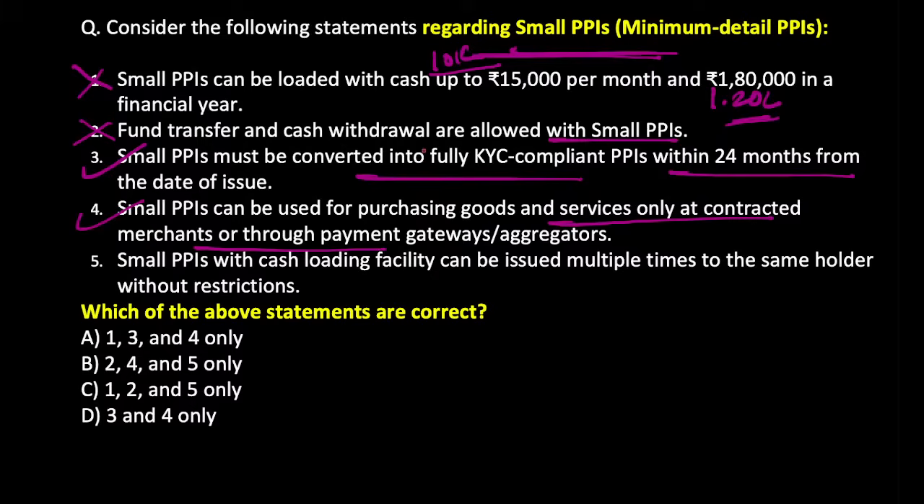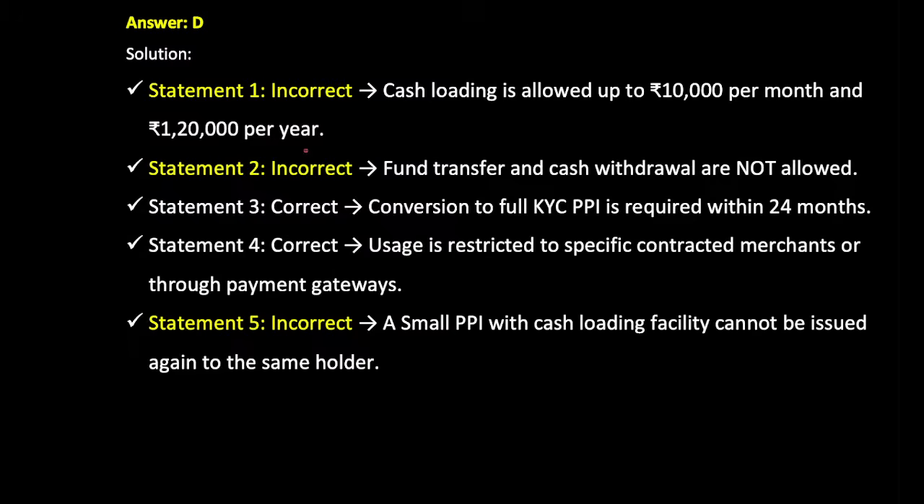It is similar to your cash credit and all. Small PPI with cash loading facility can be issued multiple times to the same holder without restrictions. No. I guess this facility is not allowed. This entire facility is not allowed, so statements 3 and 4. Do we have 3 and 4? Yes. D should be the right answer for this one.